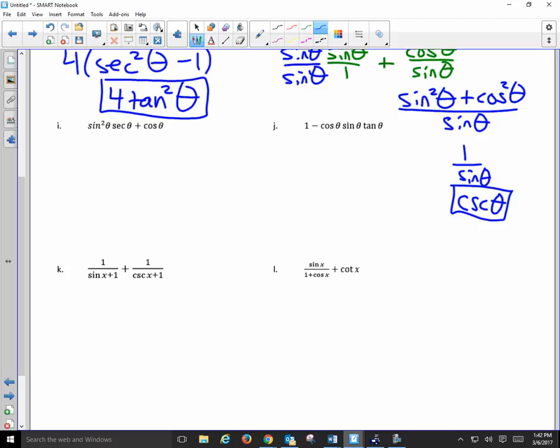Sine squared times secant. I'm going to write it as sine squared theta over 1 times 1 over cosine, plus cosine over 1. I've got a squared. I like that. Could I create another squared? Common denominators will create another squared.